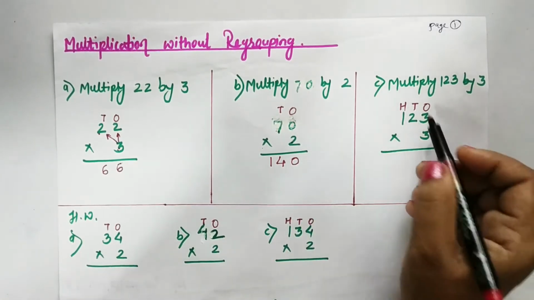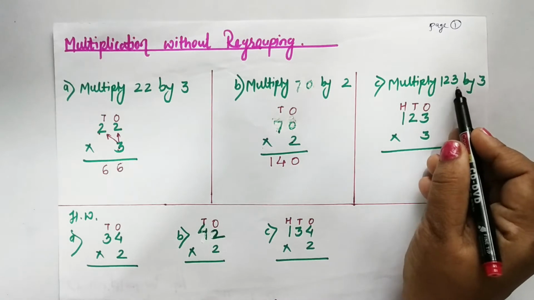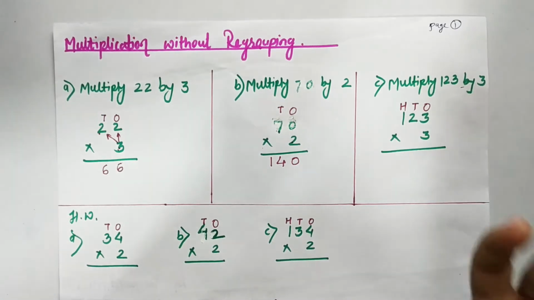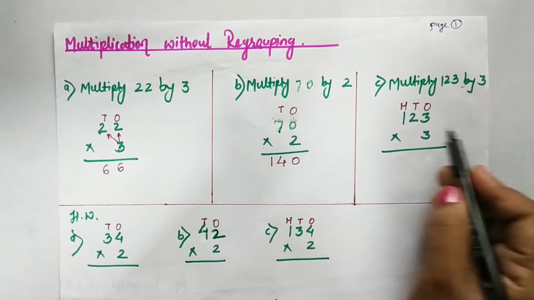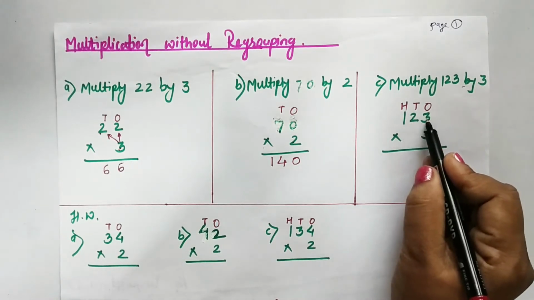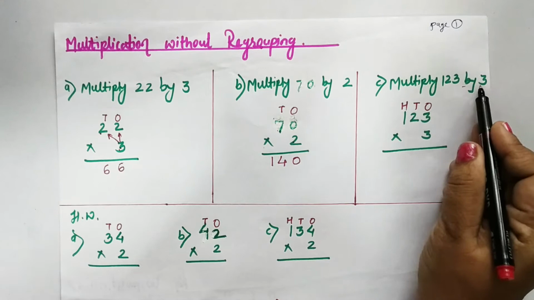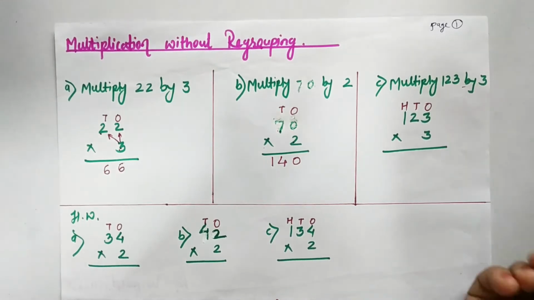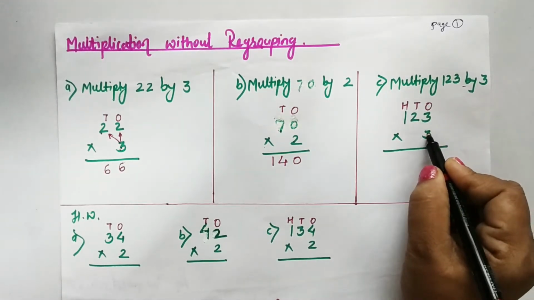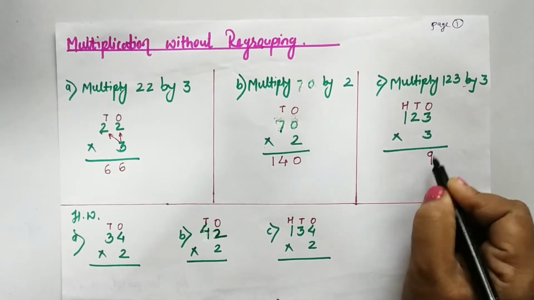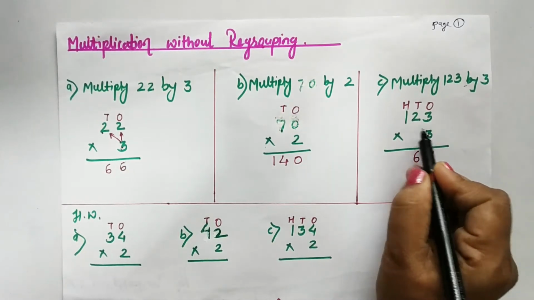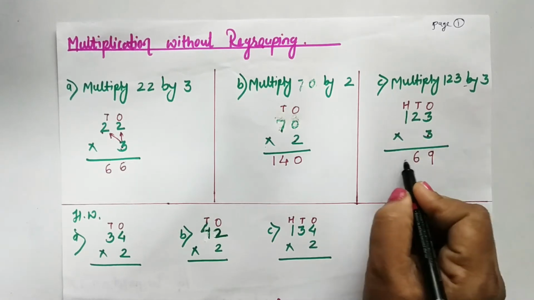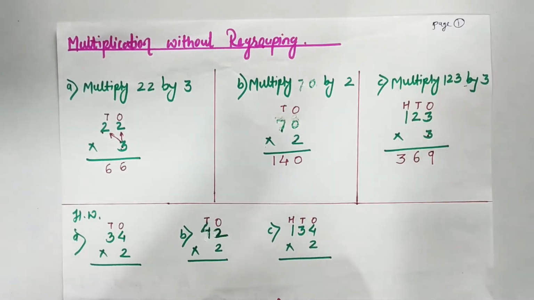Then moving to the third, multiply 123 by 3. Again write the number with ones place, tens place, hundreds place. So 123 by 3. Write 3 over here. Then 3 3s are 9, 3 2s are 6, 3 into 1, 3 1s are 3. This way. Very easy, children.